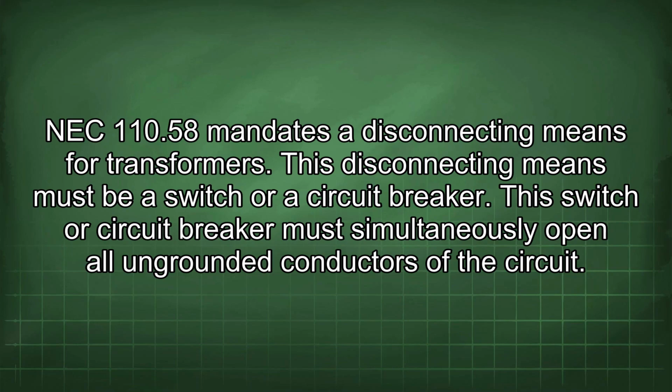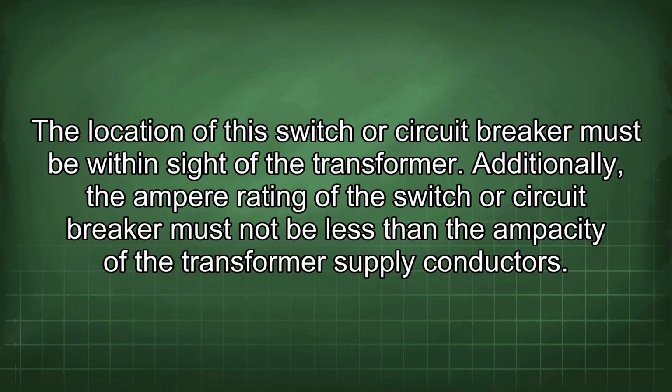NEC 110.58 mandates a disconnecting means for transformers. This disconnecting means must be a switch or a circuit breaker. This switch or circuit breaker must simultaneously open all ungrounded conductors of the circuit. The location of this switch or circuit breaker must be within sight of the transformer.